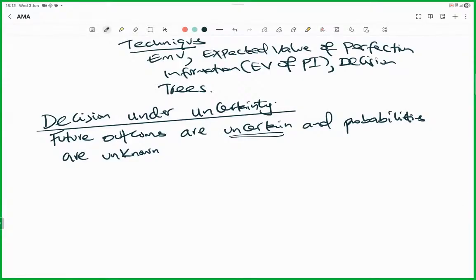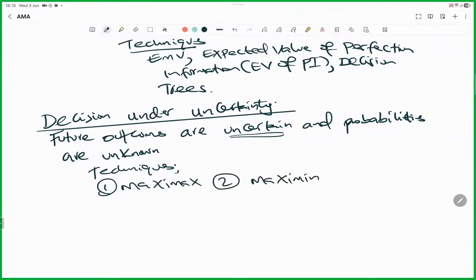If you look at your syllabus, under uncertainty it wants us to look at the following techniques: number 1, maximax; number 2, maximin; and number 3, minimax regret. Those 3.